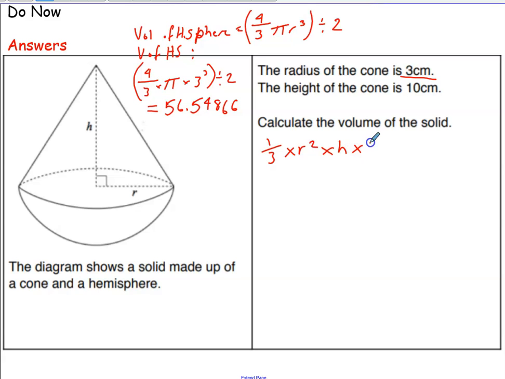Sorry, that's very important. I forgot the pi. Okay, so let's put in our values here. So we know it's going to be 1/3 times 3 squared times 10 times pi. Okay, so we know timesing by a third is the same as dividing by 3. So that's 9 times, oh my goodness, why did I write 10 there?